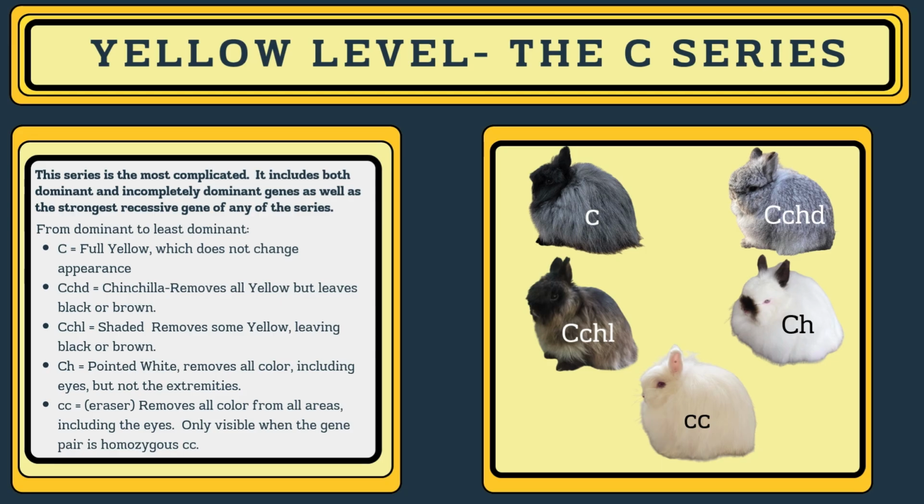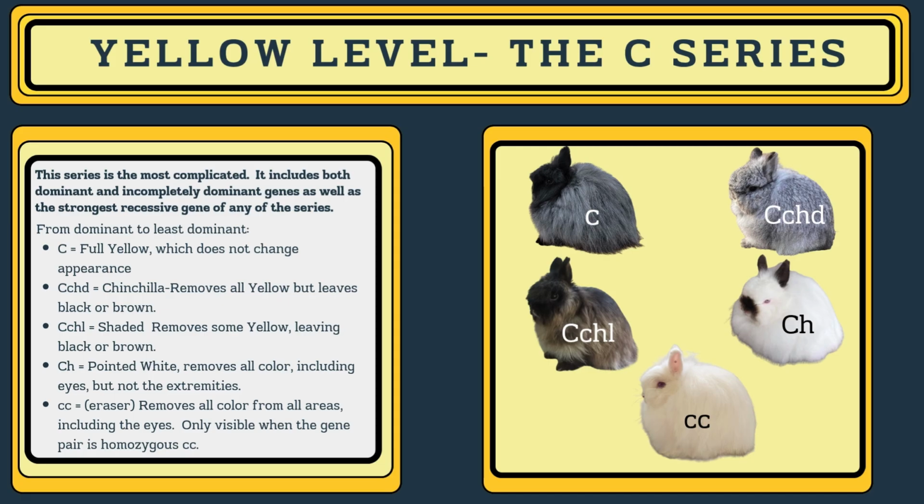The yellow level, the C series. This series is the most complicated. It includes both dominant and incompletely dominant genes, as well as the strongest recessive gene of any of the series. From dominant to least dominant, capital C equals full yellow, which does not change the appearance. Capital C, lowercase c^chd equals chinchilla, which removes all yellow but leaves black or brown. Capital C, lowercase c^chl is the shaded, which removes some yellow, leaving black or brown.